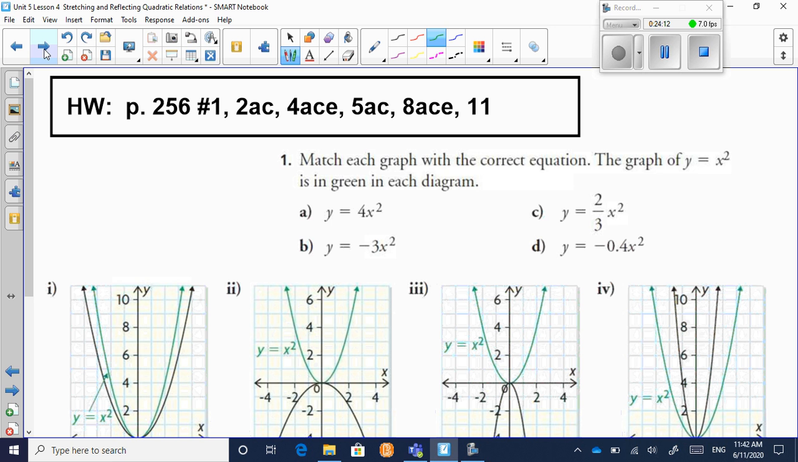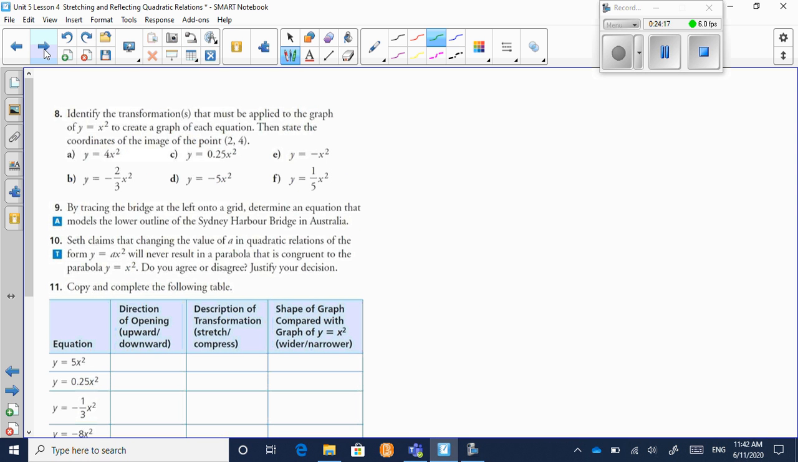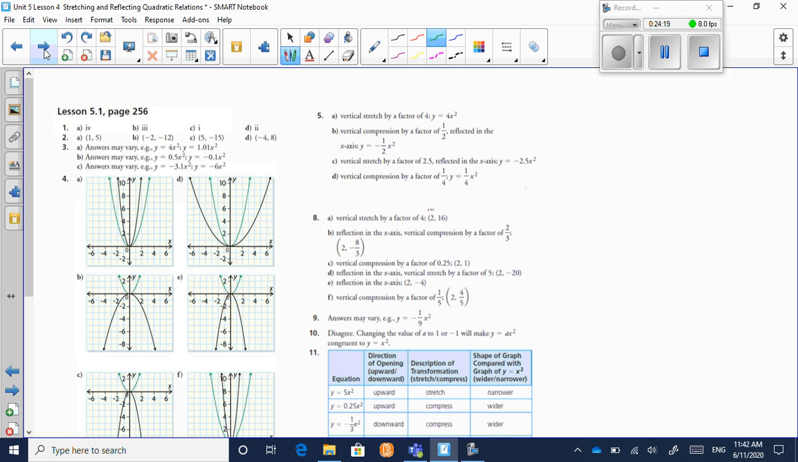Okay, so I've got some homework questions here for you. Try to match graphs and things like that. This is a good exercise for you. So try those questions out, and I've included the answers from the back of the book as well. All right, good luck with that.